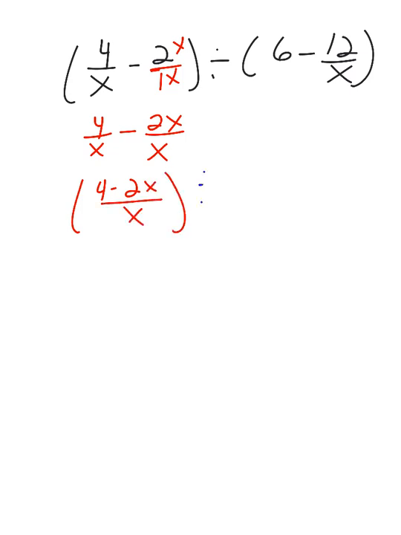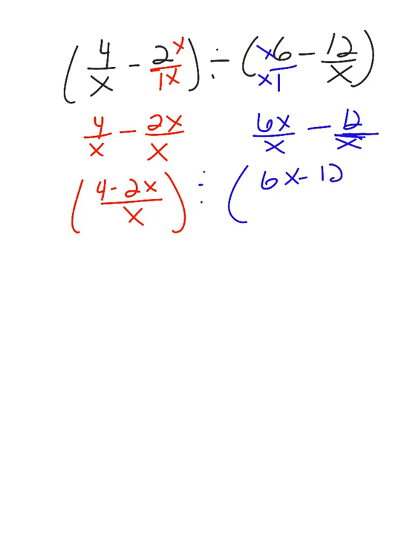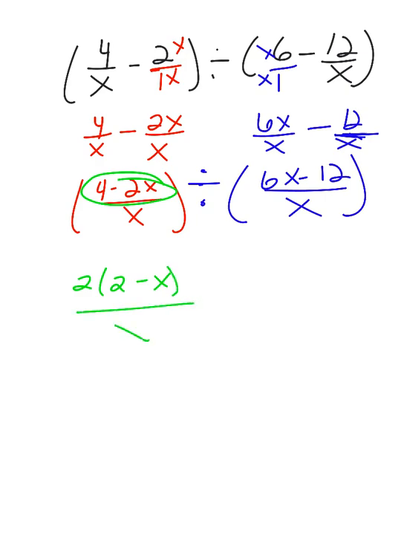Divided by, same thing here, I'm going to multiply the numerator and denominator by x. So I get 6x over x minus 12 over x. Subtract the numerators, keep the denominator, so that's 6x minus 12 over x. Now we can do same, change, flip. I'm going to factor at the same time. GCF is 2, so it's 2 times 2 minus x over x. Times, flip the fraction, we get x over GCF is 6 times x minus 2.